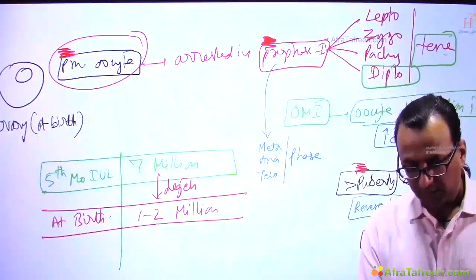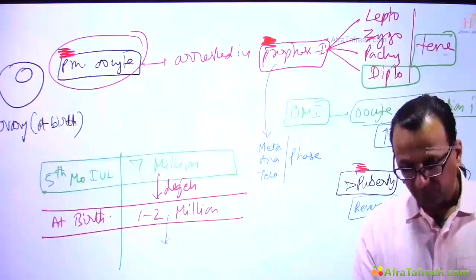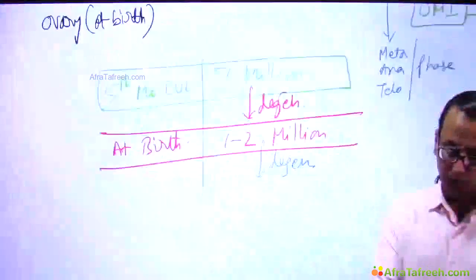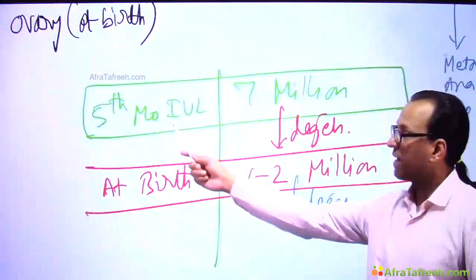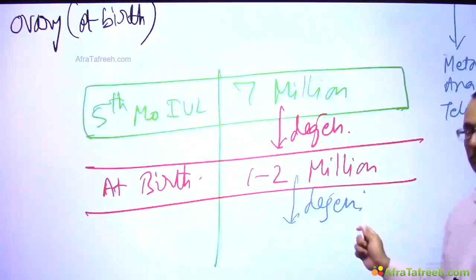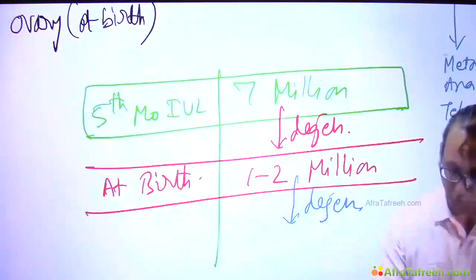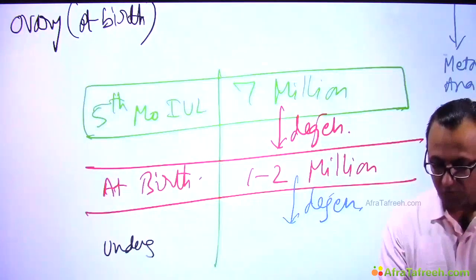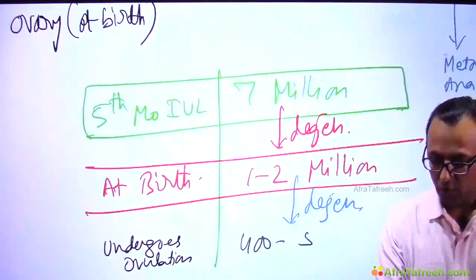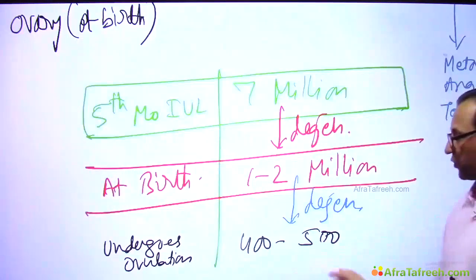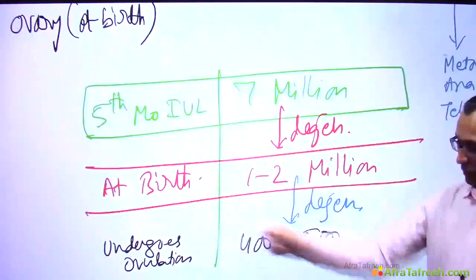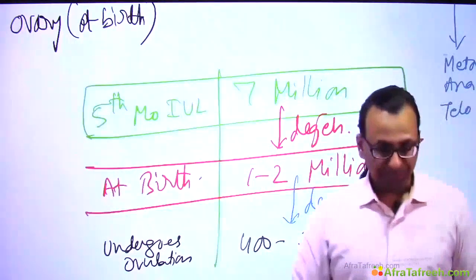Yes, and they are still degenerating. If they are still degenerating, then how many will undergo ovulation? So we have a maximum of 7 million in the 5th month of antenatal life, and they were degenerating, so 1 to 2 million at birth, still degenerating. The total number which undergoes ovulation is only 400 to 500. So only 400 to 500 primary oocytes will undergo ovulation. That you have to remember.